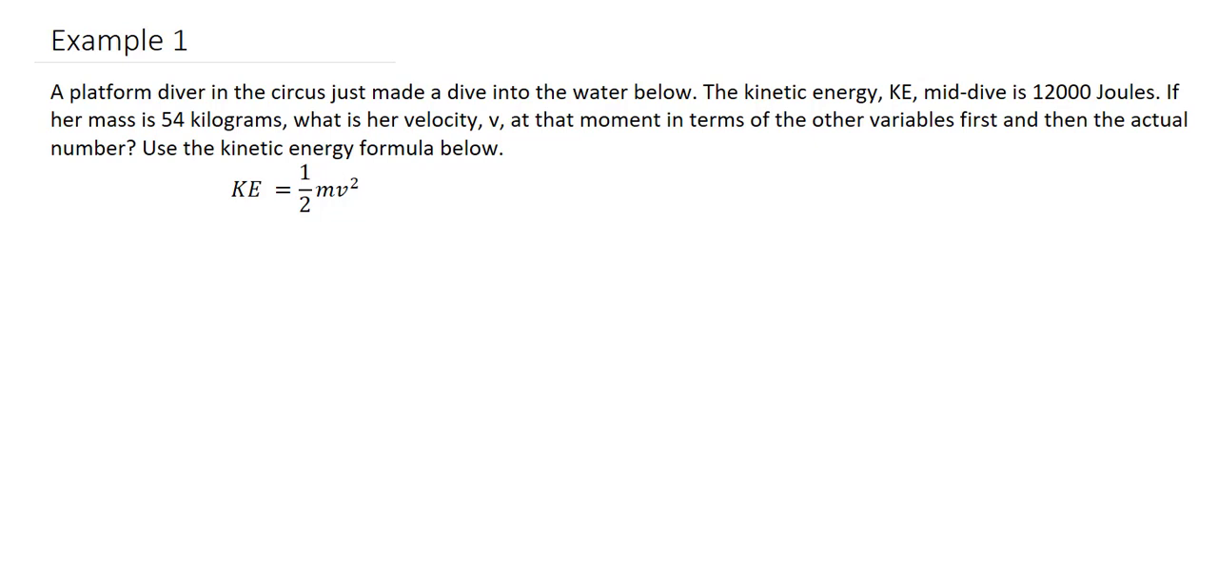Example 1. A platform diver in the circus just made a dive into the water below. The kinetic energy, mid-dive, is 12,000 joules. If her mass is 54 kilograms, what is her velocity, v, at the moment, in terms of the other variables first, and then the actual number? So we're going to use the kinetic energy formula below. We have KE equals 1/2 mv squared.